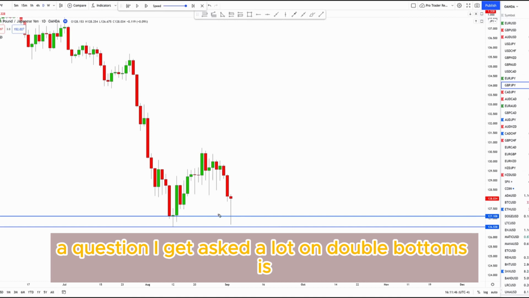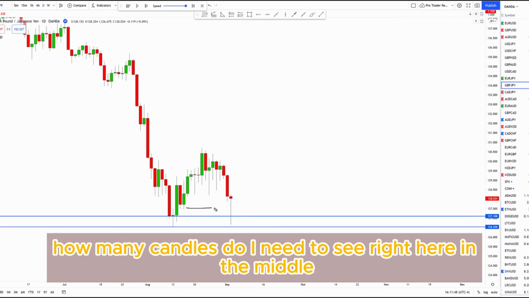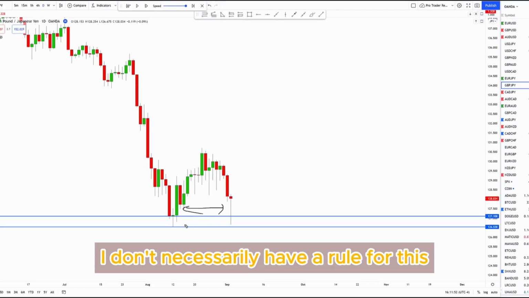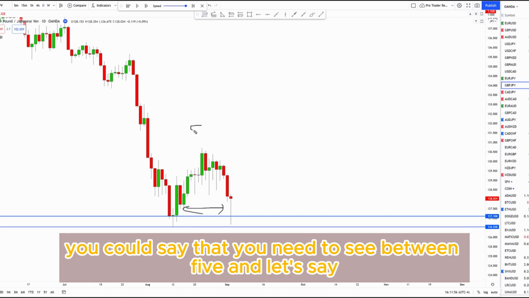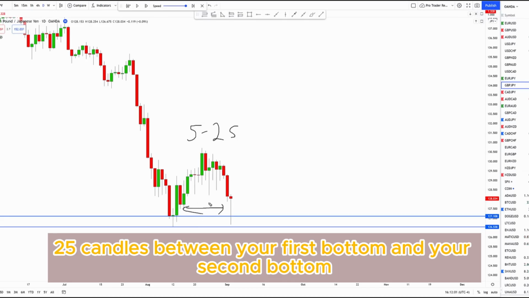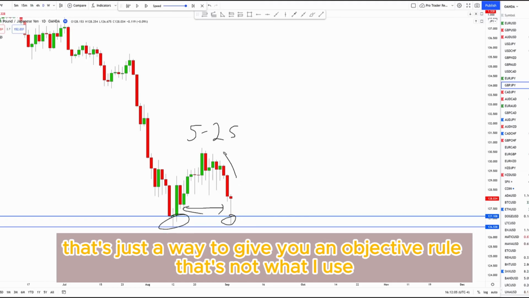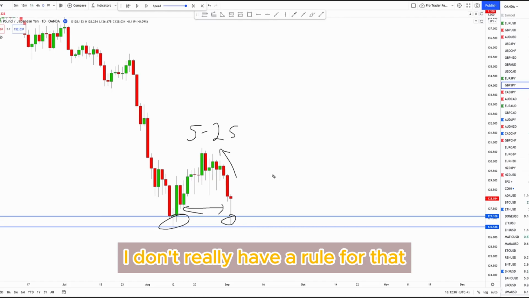A question I get asked a lot on double bottoms is how many candles do I need to see right here in the middle? I don't necessarily have a rule for this, but if you wanted to create a rule, you could say that you need to see between 5 and let's say 25 candles between your first bottom and your second bottom. That's just a way to give you an objective rule. That's not what I use.